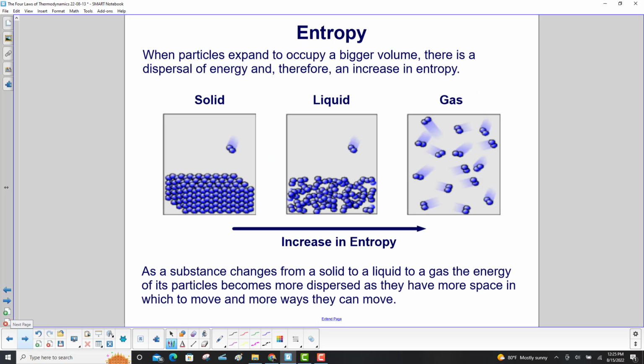When particles expand to occupy a bigger volume, there is a dispersal of energy and therefore an increase in entropy. Here's the solid, here's liquid, and here's gas. As the substance changes from a solid to a liquid to a gas, the energy of its particles becomes more dispersed, as they have more space in which to move and more ways in which they can move. The solid, they're all locked into those positions. The liquid spreads out a bit more. And finally, in a gas, they're maximally spread out.